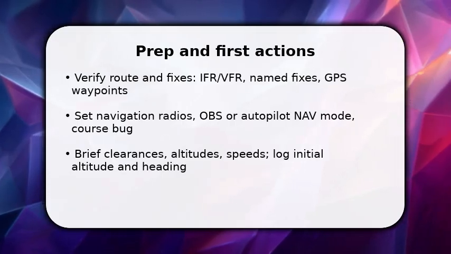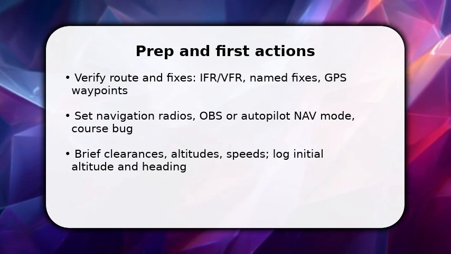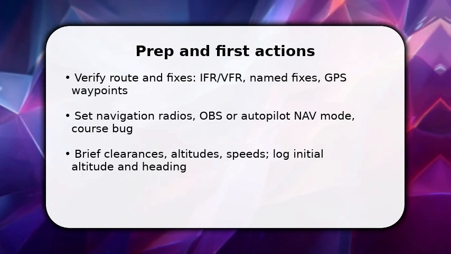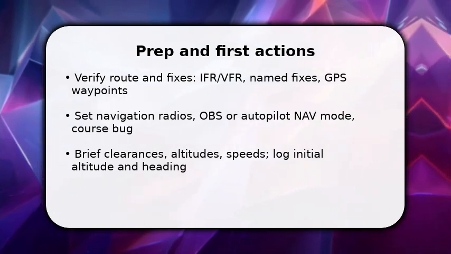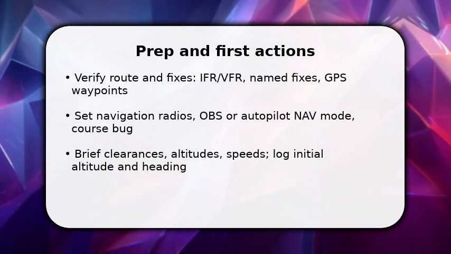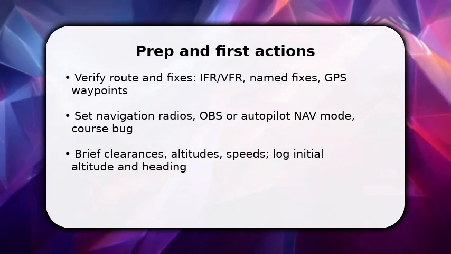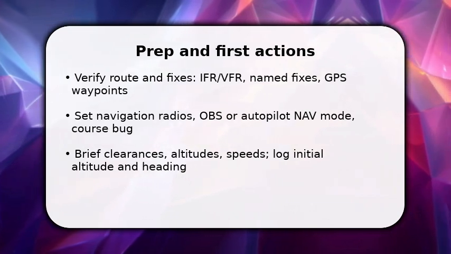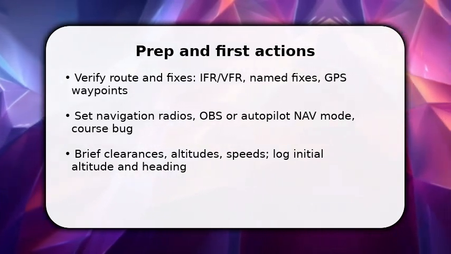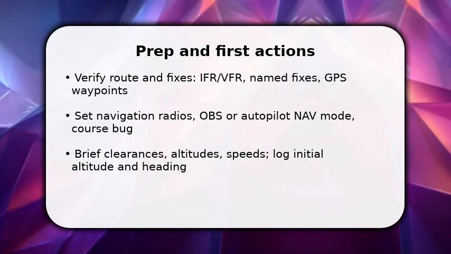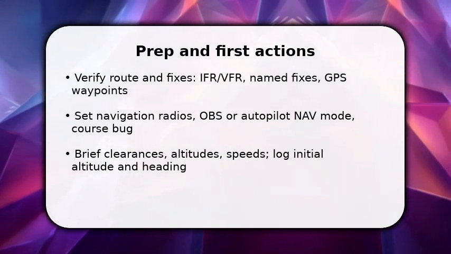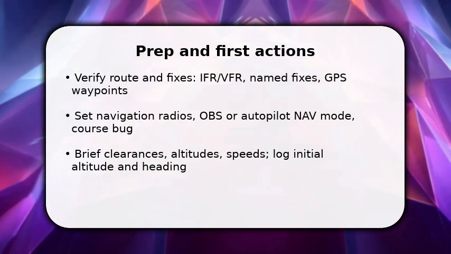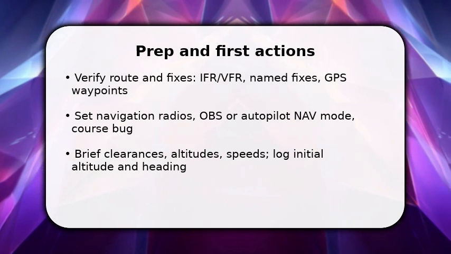You start by confirming the planned fixes and current clearance. You must know whether the flight is IFR or VFR, and which named fixes or GPS waypoints matter. Once done, tune the navigation radios and set the OBS or autopilot NAV mode to the inbound course. Make sure the course bug matches the published radial or track. Brief immediate altitudes, speeds, and any crossing restrictions allowed. This puts you in control, reduces workload, and prevents early deviations as you begin the fix-to-fix leg.